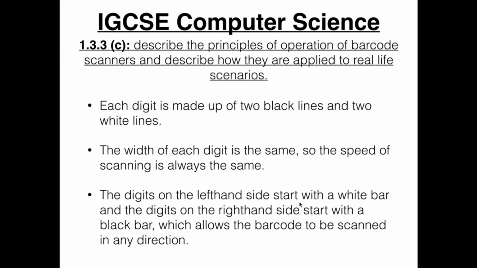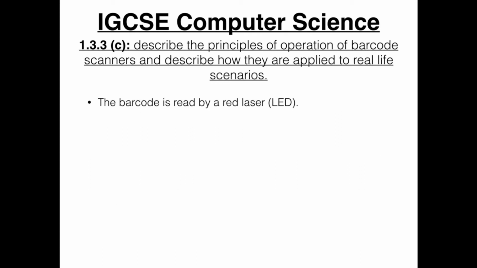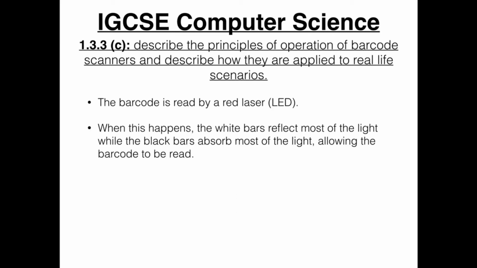The digits on the left-hand side start with a white bar, and the digits on the right-hand side start with a black bar, usually, which allows the barcode to be scanned in any direction. So even if your item is upside down, it doesn't really matter. The barcode is read by a red laser, or an LED, and when this happens, the white bars reflect most of the light, while the black bars absorb most of the light, allowing the barcode to be read. If you know anything about physics, you'll know why this is the case.